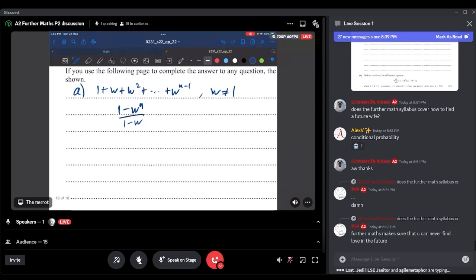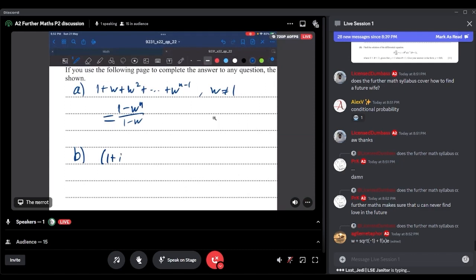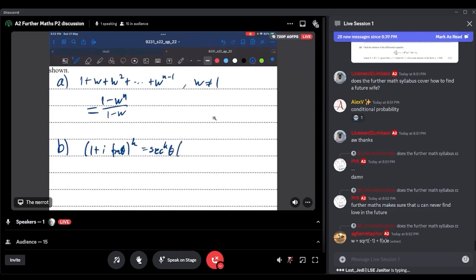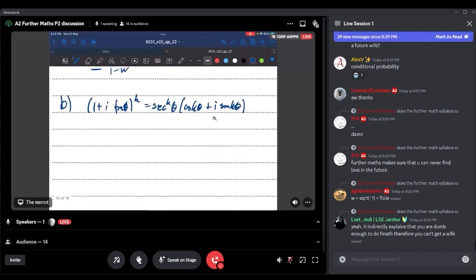Okay. Now we go to part B. So show that 1 plus i tangent theta, to the power k, is equal to secant to the power k theta times cosine k theta plus i sine k theta. Okay, sure. So in this case, you have a tangent, which is sine over cosine. So 1 plus i sine theta over cosine theta. And you see that you have a k theta here.